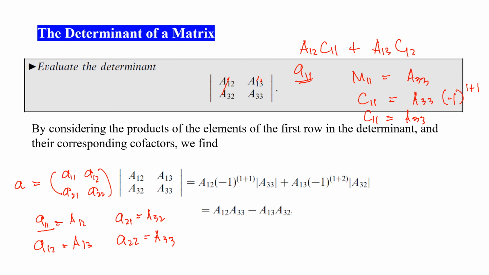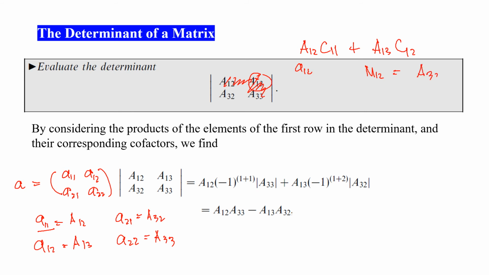Next, I have for your small a12. Looking now at small a12, meaning I'm looking at this one here. To find the minor of 1, 2, we remove the first row elements and then the second row elements. So the minor is equal to A32.